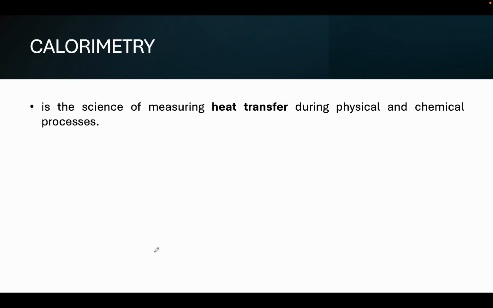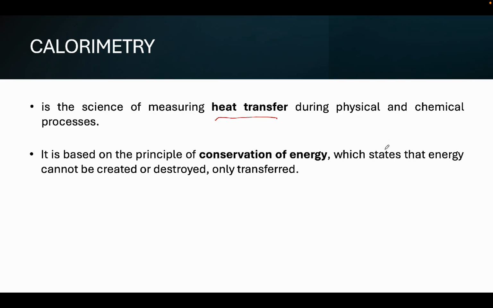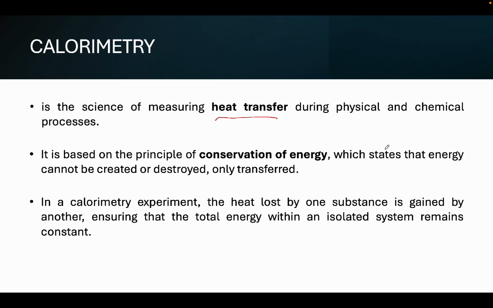Now, let's go to calorimetry. When we say calorimetry, it is the science of measuring heat transfer during physical and chemical processes. It is based on the principle of conservation of energy. Conservation of energy states that energy cannot be created nor destroyed, so it can only be transferred from one system to another. So, in a calorimetry experiment, the heat lost by one substance is gained by the other system, ensuring that the total energy within an isolated system remains constant.